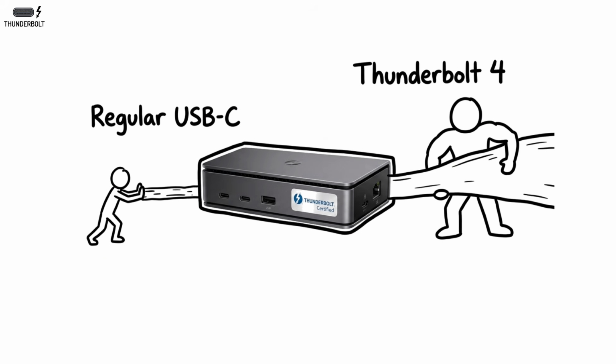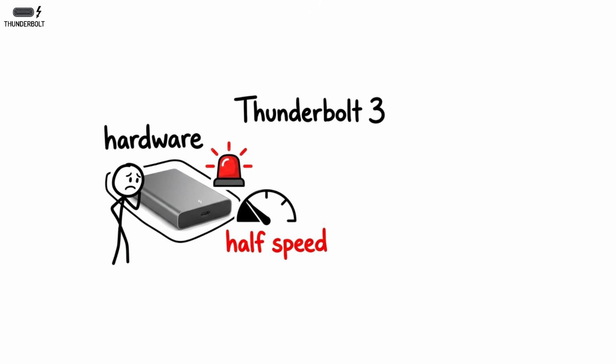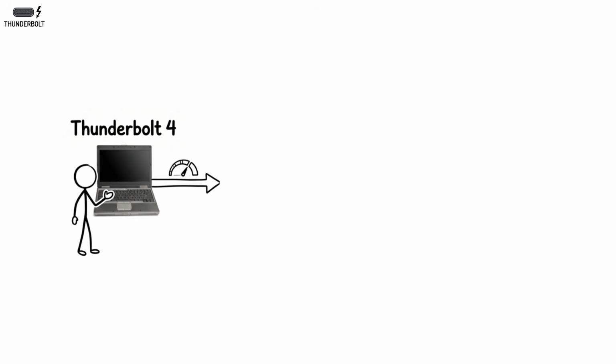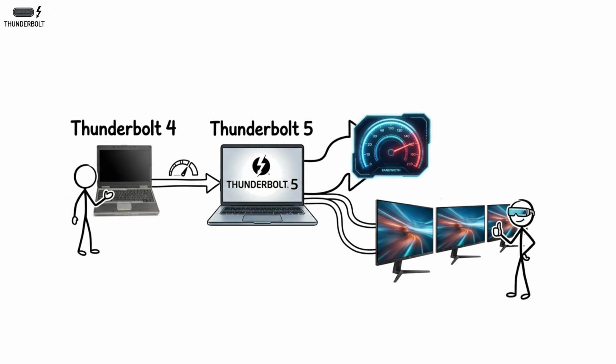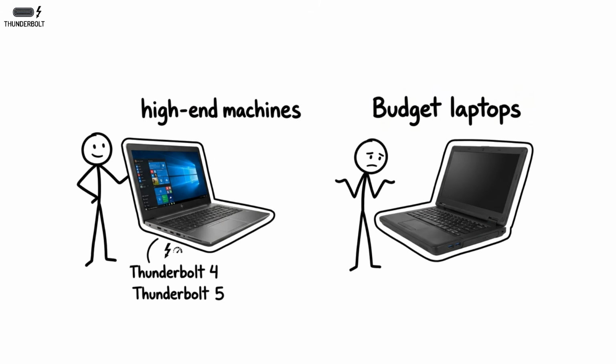Thunderbolt 4 kept the same 40 gigabit speed, but guaranteed that every certified device hits full performance. With Thunderbolt 3, some hardware didn't deliver. A hard drive might run at half speed, or a monitor might get locked to 60 Hz when it could do more. Thunderbolt 4 closed those gaps. The newest version, Thunderbolt 5, triples bandwidth to 120 gigabits per second and handles 3 4K screens at 144 Hz. But both Thunderbolt 4 and 5 only show up on high-end machines. Budget laptops don't include them.